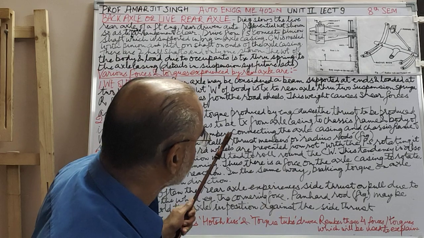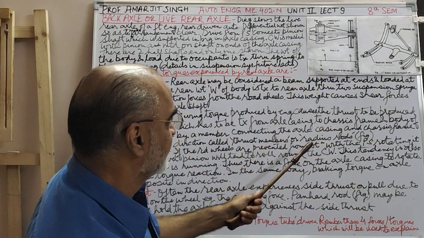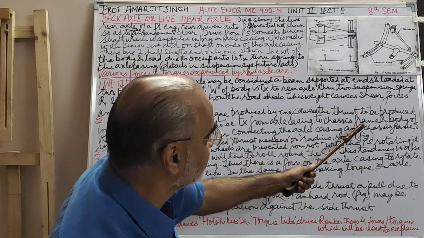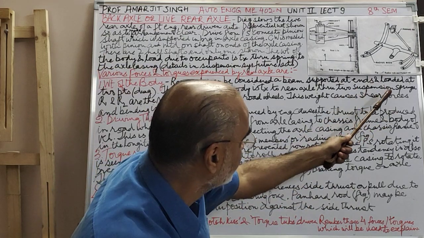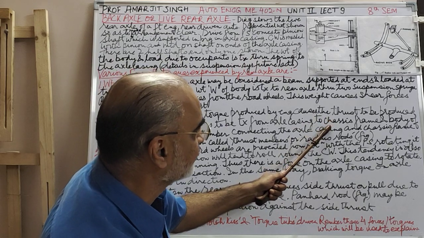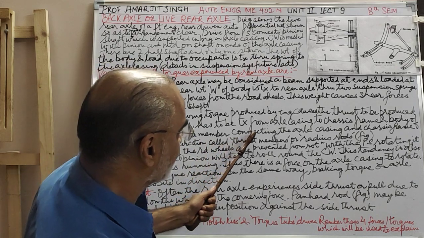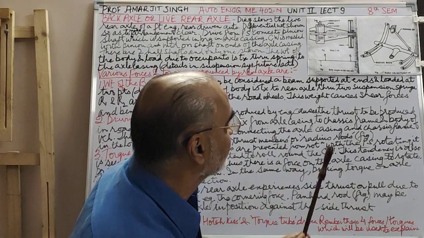So this driving torque has to come through the springs to the axle casing, and from the axle casing to the chassis frame. Now how do we connect? That means the axle casing has to be connected to the chassis frame and body weight. This is done by a member connecting the axle casing and chassis frame.